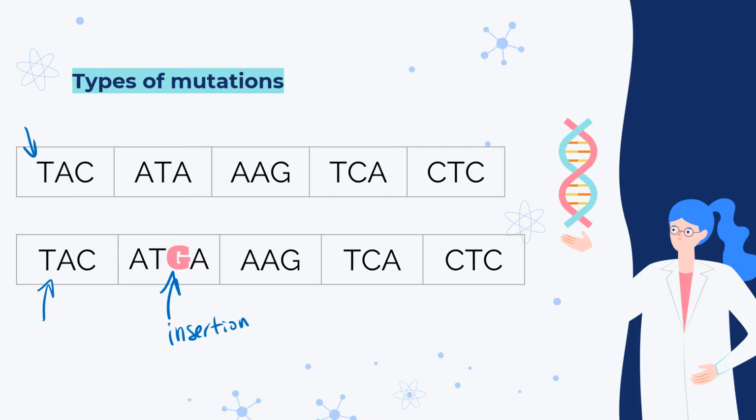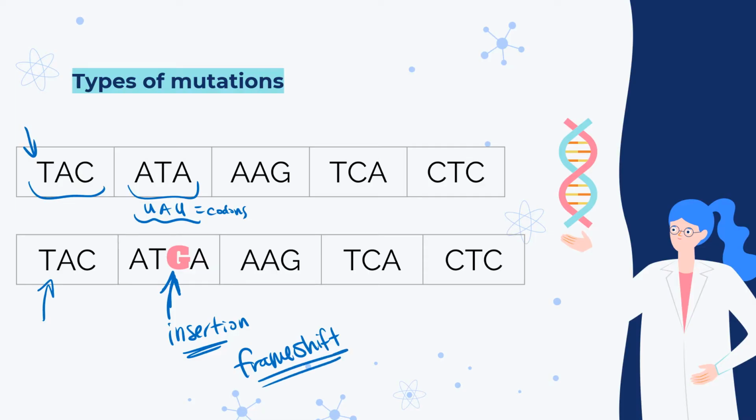I've gone ahead and chunked our DNA nucleotides into triplets because these pieces of DNA are going to code for triplets of messenger RNA, and those triplets of messenger RNA are codons. When we insert a nucleotide into the DNA sequence, what happens is we shift the reading frame of our DNA to messenger RNA to codon plan. And so we call these insertion mutations also frame shift mutations.